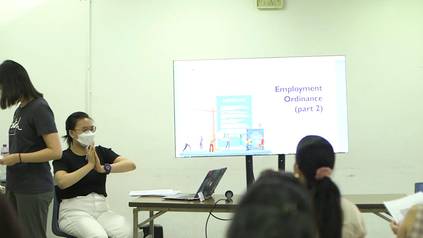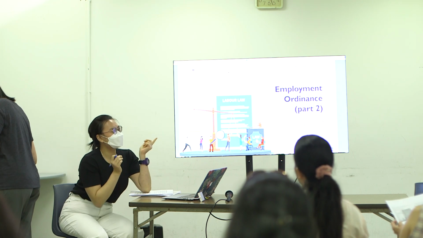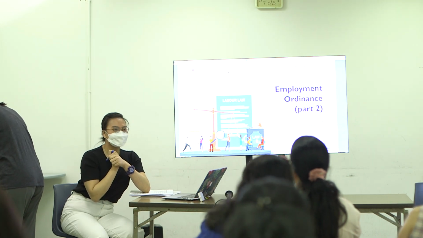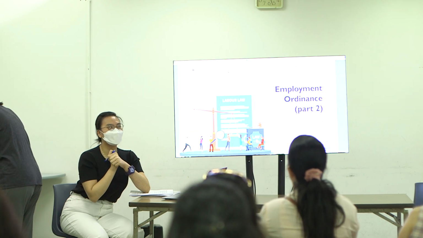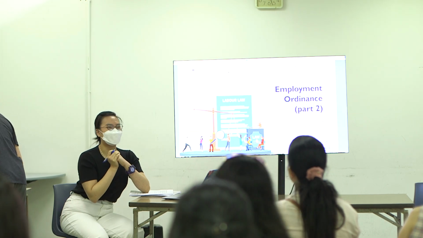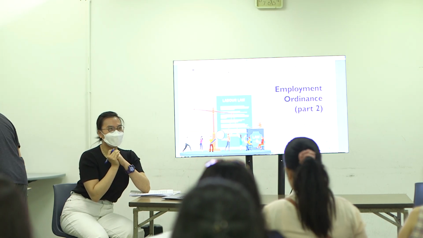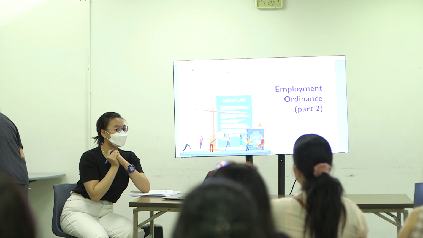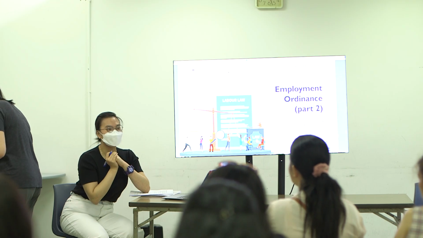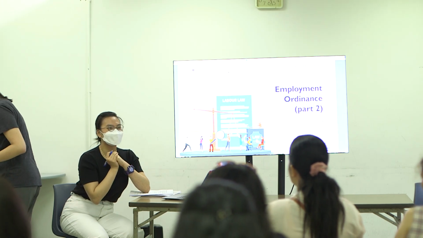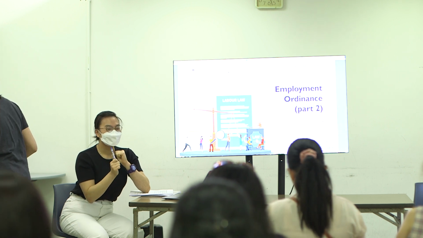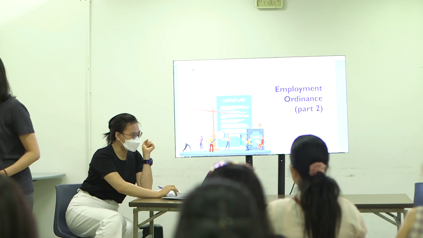So we'll start now. We'll still talk about the employment ordinance. Today we'll first talk about termination of the contract. Do you know how long the notice period would be? If you want 1 month, right? So do you know how long the notice period would be under the employment ordinance? Under the employment ordinance, it is 7 days.